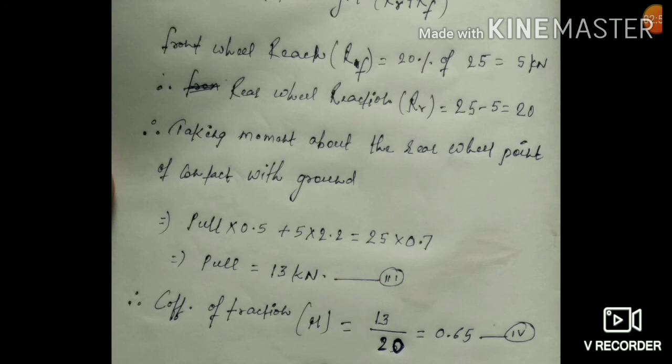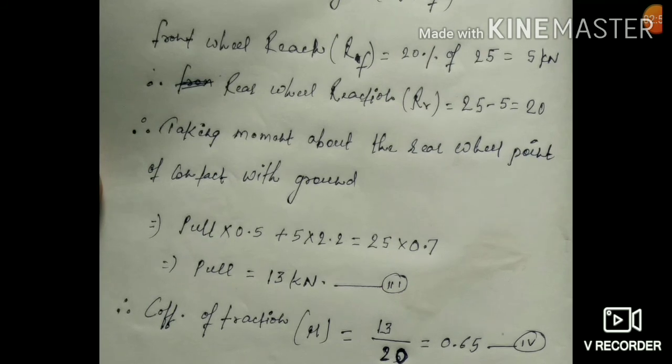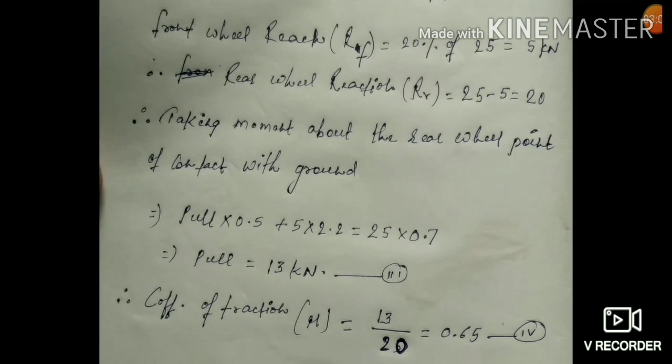Now friends, for calculating the amount of pull, you should simply use the concept of moment about the rear wheel axle point of contact with the ground. You should take the moment of all the forces acting on the tractor about the point of contact of rear wheel axle with the ground, that is at the point of contact of RR. So we know that RR term should be 0. When we consider moment about RR, then RR value automatically is going to be 0. So you calculate it by pull into 0.5.